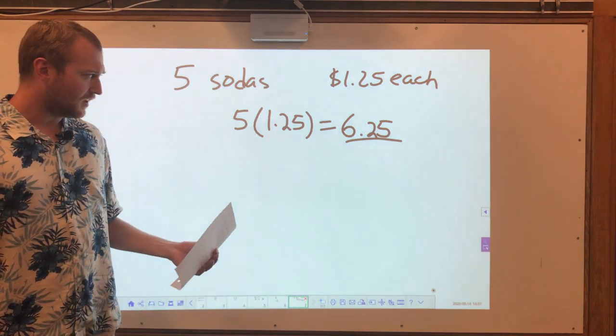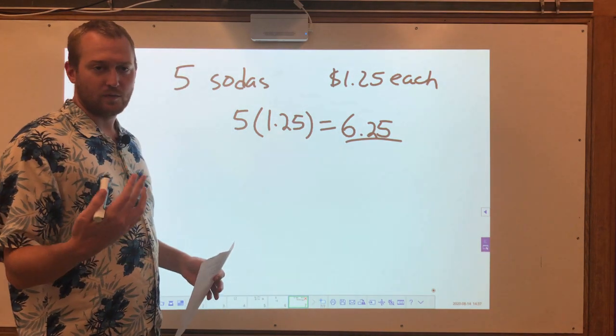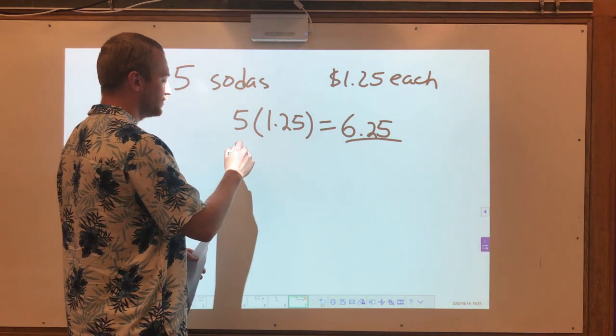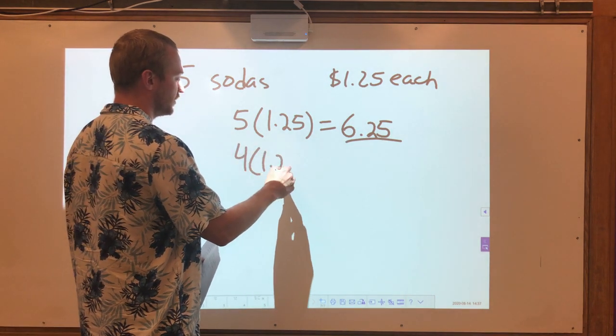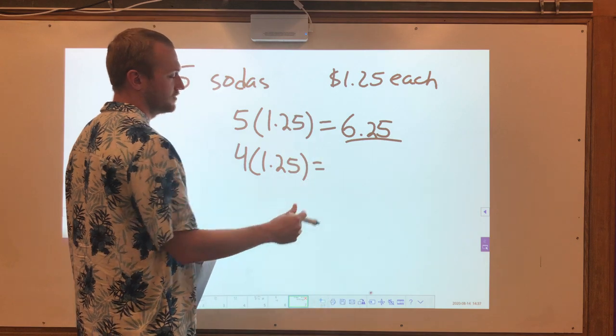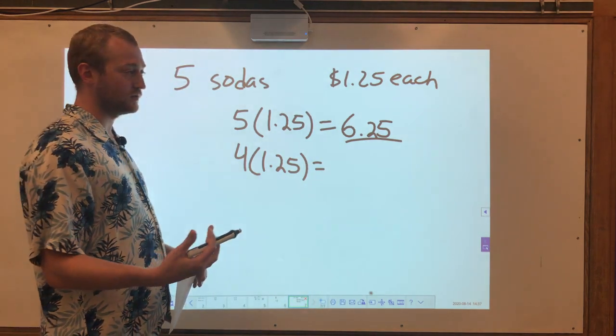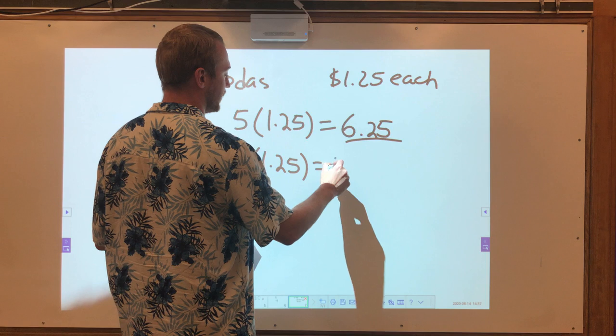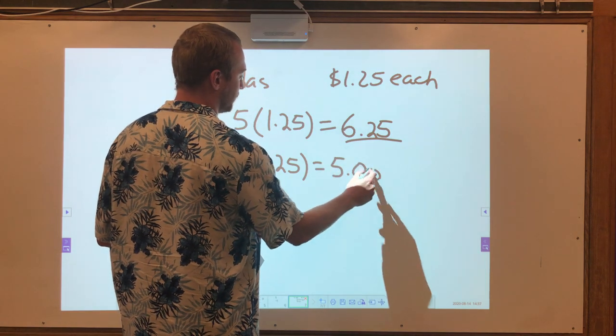Now, what if you decide that one of your friends doesn't want a soda anymore? There's only 4 of you, and again, it's $1.25 each. And you get the total. Again, you do the same process: 4 times $1.25, and you're going to get $5 this time.